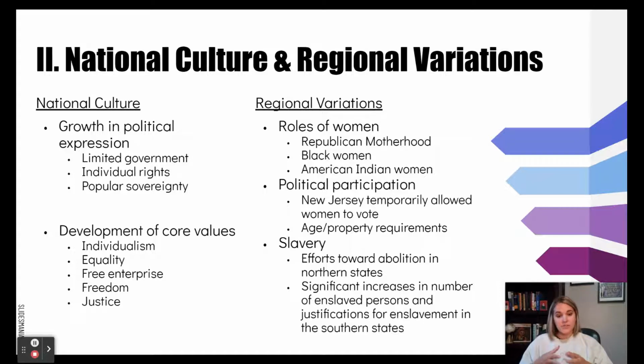Now, Black women, there's going to be significantly more Black women living in the southern states, and Republican motherhood won't apply to them at this time because they will be doing similar roles to Black men in enslavement. Now, some Black women may have worked more in households, but still Black women were working alongside men in the fields on plantations as well.